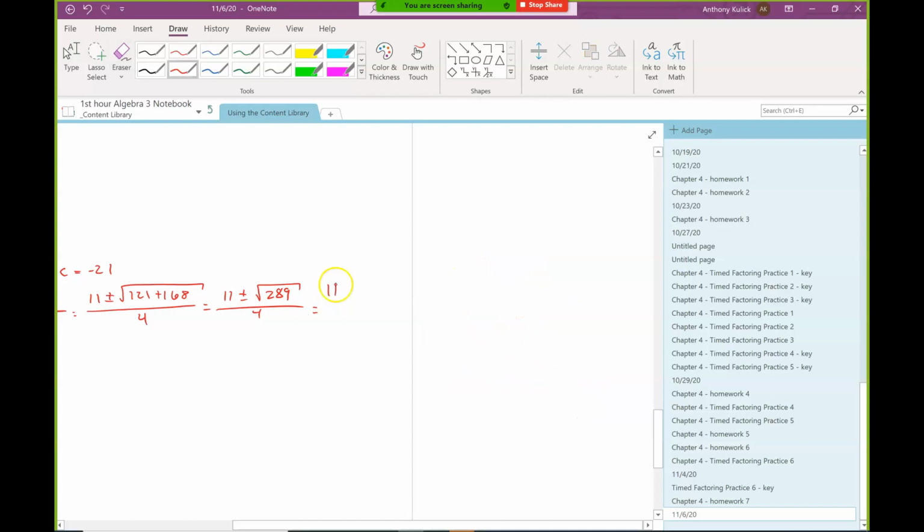If I type that into my calculator, the square root of 289 is 17. So 11 plus 17 over 4 is 28 over 4, which is 7. And 11 minus 17 over 4 is negative 6 over 4, or negative 3 over 2. So those are my two answers.